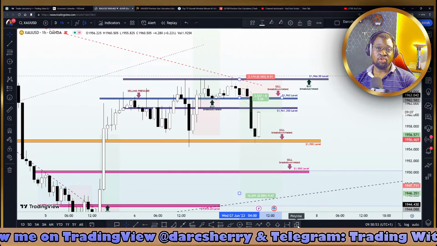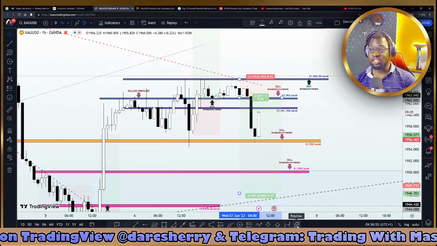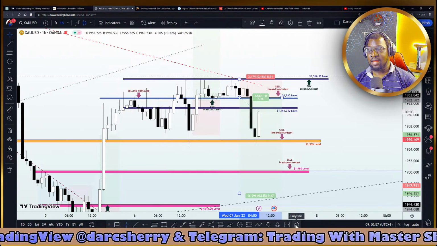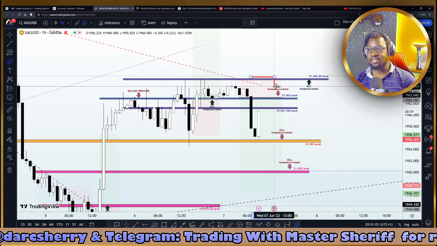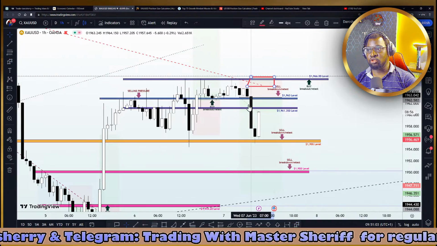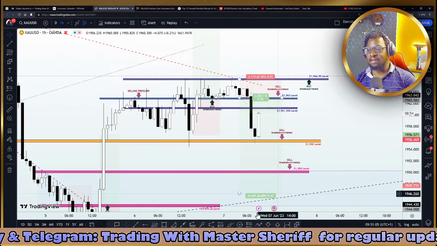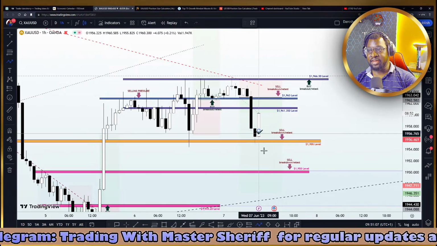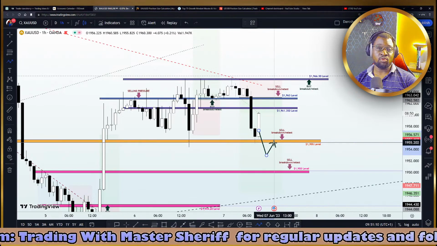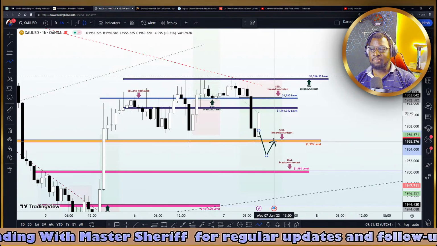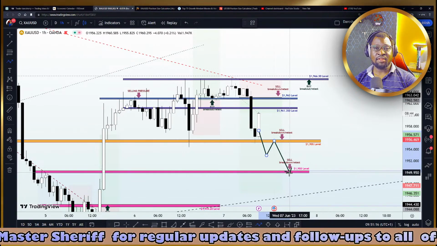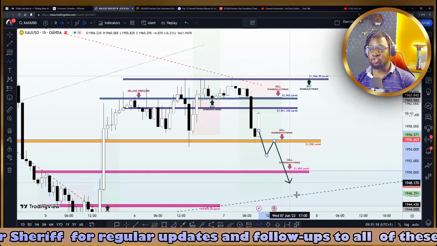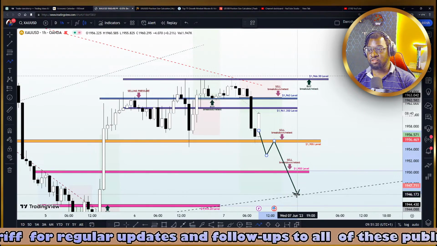Heading into the New York session today and the London session, let's have a buy stop order above the 1,966 here to be part of a bullish momentum, and we should wait for a breakdown and retest of the structure. As soon as we have a breakdown of structure, you could scale down to your lower time frame, 5 minutes or 10 minutes, and look out for a retest of structure before joining the bearish move to the downside.